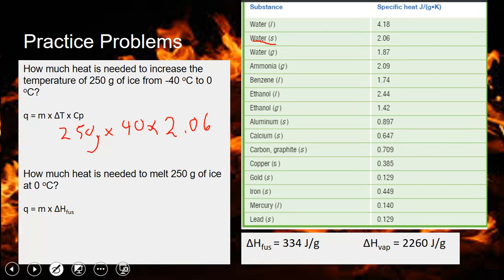2.06. So if you multiply 250 times 40 times 2.06, there it is. You get 20,600. So the answer there is it takes 20,600 joules to heat that much ice from negative 40 to 0 degrees.